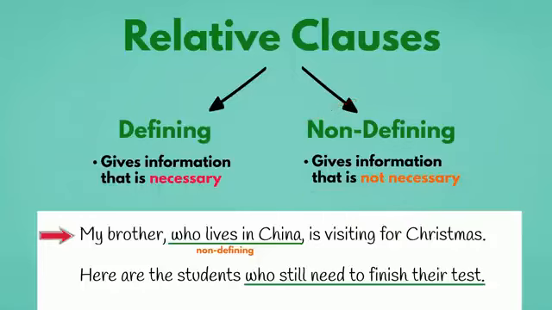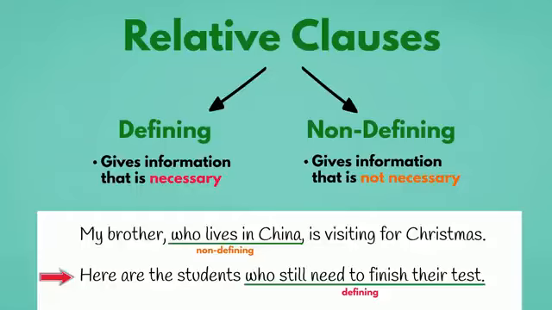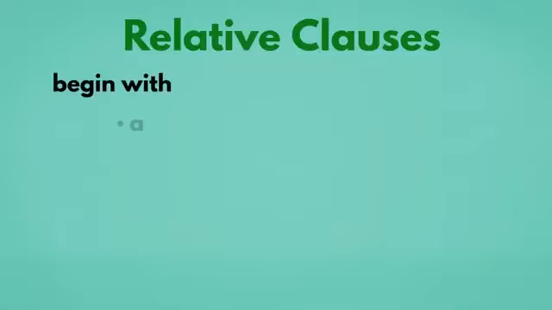This sentence contains a defining clause. The relative clause, who still need to finish their test, provides information that is necessary to identify the noun, students. Without the relative clause, it would be unclear which students are being referred to. Here is the main clause of the sentence. Unlike with non-defining relative clauses, commas are not used to separate a defining relative clause from the rest of the sentence.